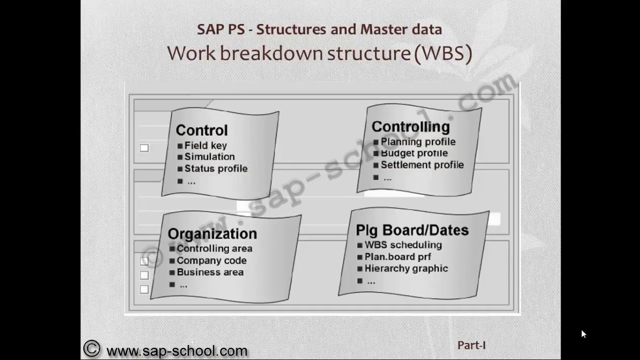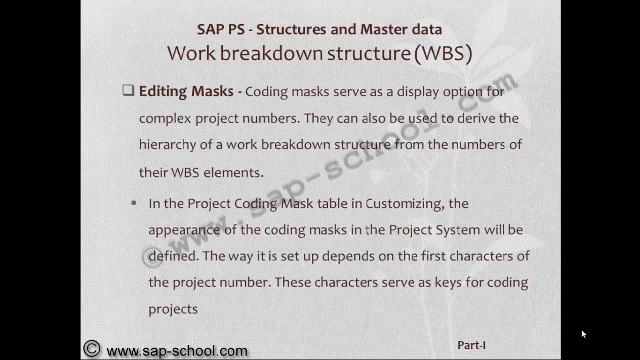Like we talked about, the different sections of the project profile are control, controlling, organization, and planning. In the control section, there are the field key, simulation, status profile, etc. In the controlling section, the planning profile, budget profile, settlement profile, etc. will be there. In the organization section, the org elements like controlling area, company code, business area will be available. In the planning section, WBS scheduling, planning board profile, hierarchy graphic profile, etc. will be available. Now we'll see the next setting, editing mask.